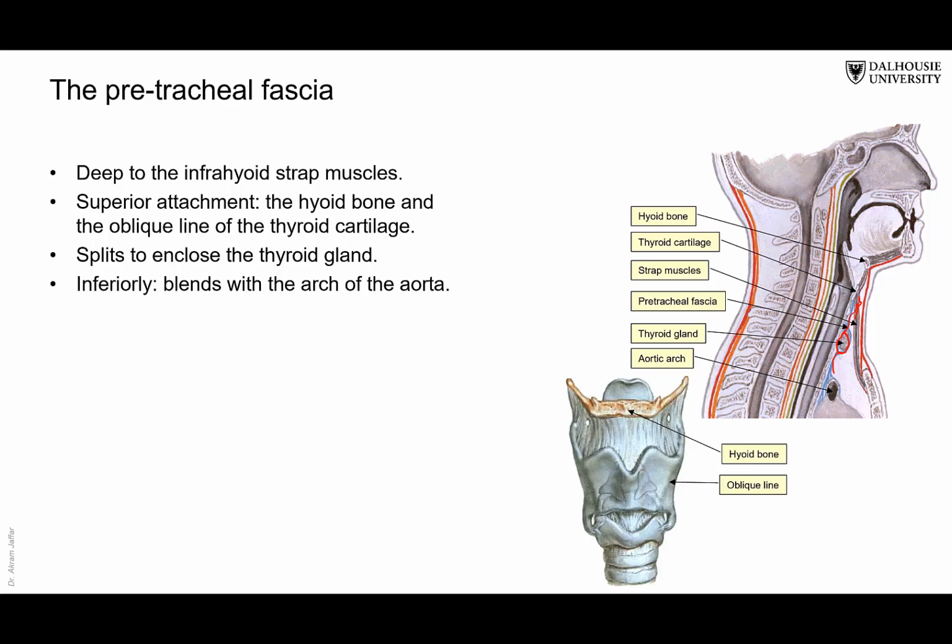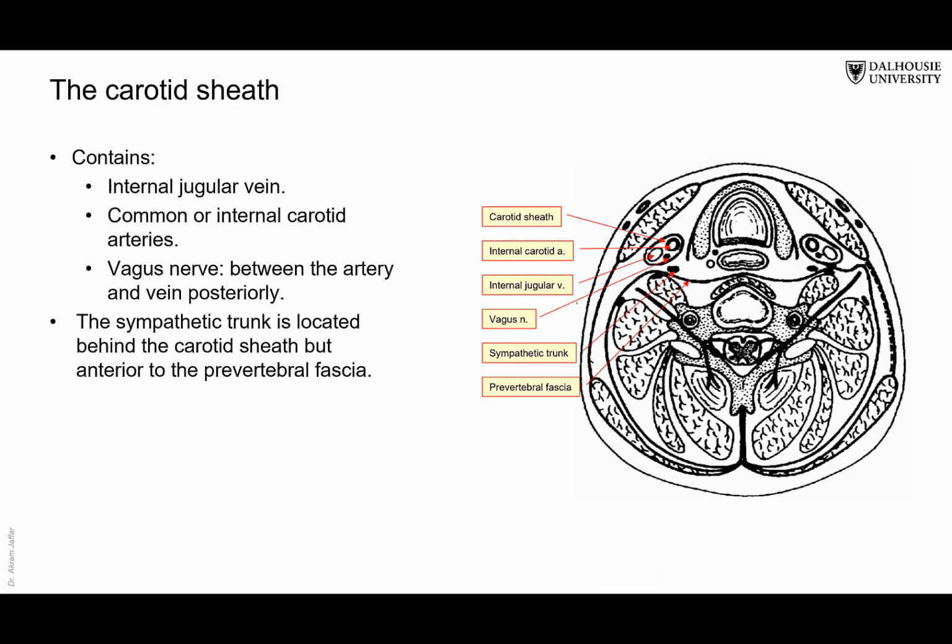This is one of the diagnostic features of a lump in the neck. The lump that is related to the thyroid gland moves with swallowing, while lumps that might arise from other structures will not move with the swallowing. And the thyroid moves with the swallowing because it is in the pretracheal fascia, and the pretracheal fascia is connected superiorly to the hyoid bone.